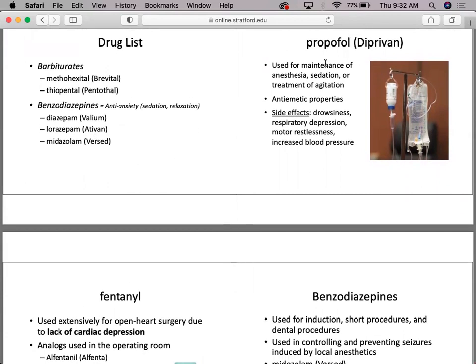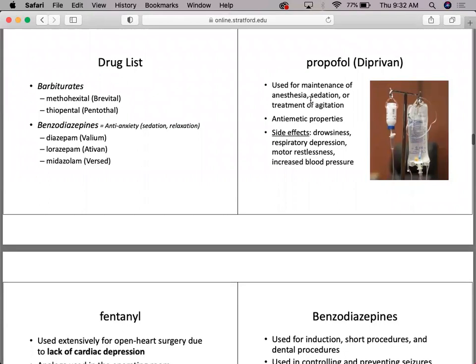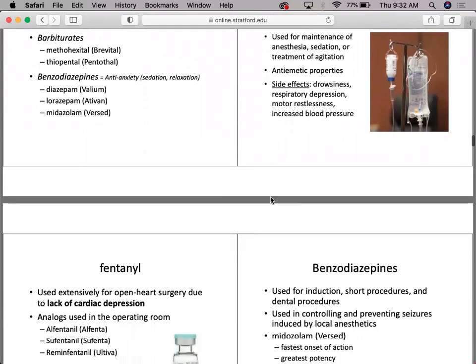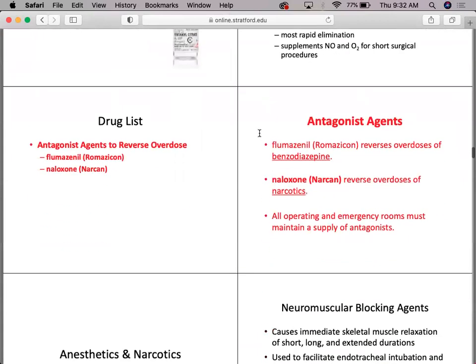And propofol, remember we talked about how that's used typically for surgery, but apparently Michael Jackson's physician thought it would be good for daily use, which is interesting, right? So benzos, that's very, very common.